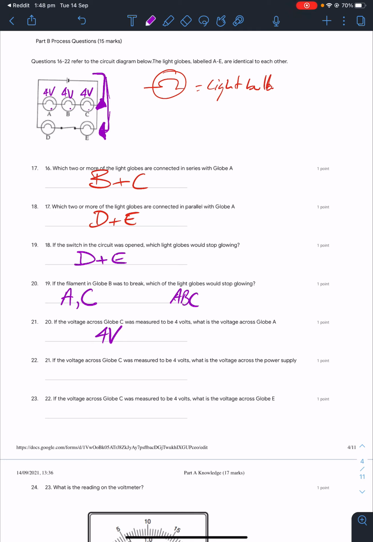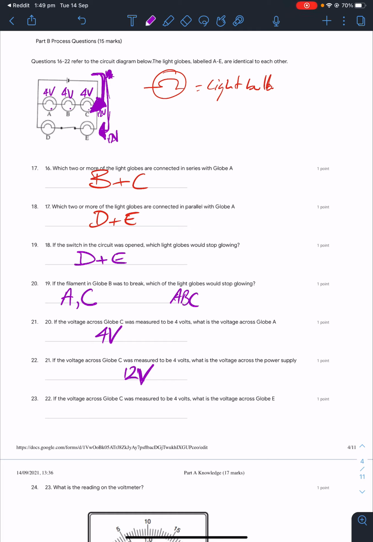If the voltage across globe C was measured to be 4, what is the voltage across this power supply? Okay, look, I've drawn the 4 volts. So the full voltage went down this first path here. It was shared equally among 3 and each got 4 volts. That equals 12 volts going down that path. Okay, so to be 12 volts going down this path, sorry, I should draw it there, and 12 volts going down that path there as well. Okay, because voltage is conserved for each path. It's shared within a path, but each path gets the same voltage. Okay, so the power supply gave 12 volts.